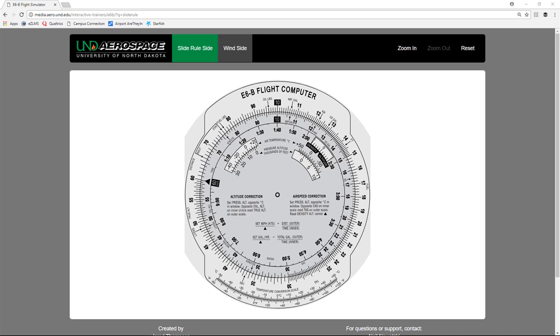Before we get too far, let's review the scales of the E6B. The outer scale is the A scale, the scale in the middle is the B scale, and the far inner scale here is the C scale.